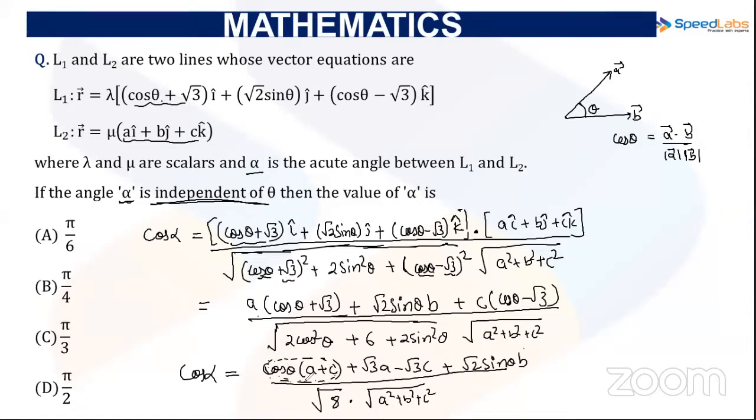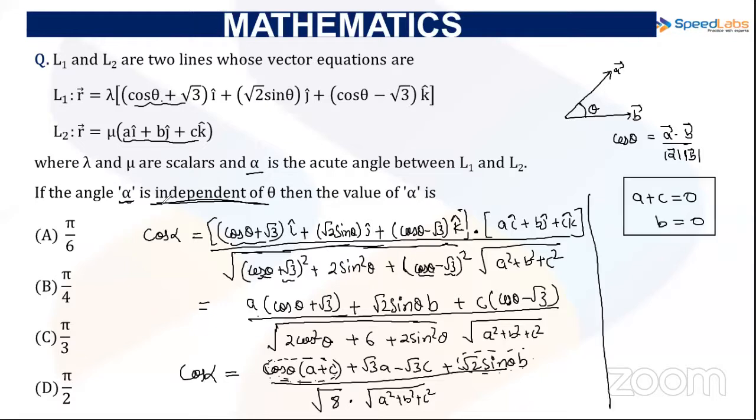To make this term zero, can I say, just over here, a plus c should be equal to 0, right? And to make this term equal to 0, I'll say b should be equal to 0. So if both these conditions are fulfilled, then only your alpha can be independent. Given that alpha is independent of theta, we will say that a plus c should be equal to 0, and b also equal to 0. So if both are 0, this term disappears from here, and this term also disappears.